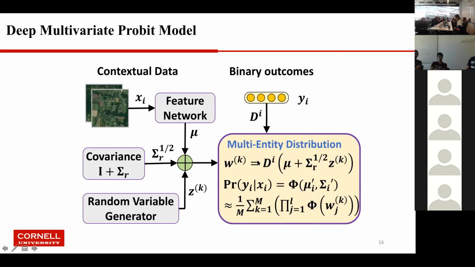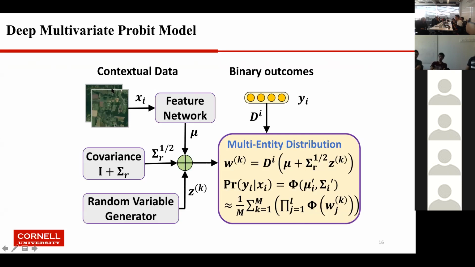Yeah, can you say more about the feature network? The feature network depends on your data type. For images, you can use any type of CNN to extract features for you. And for low-dimensional features, you can apply a multi-layer perceptron to extract the features. It only depends on your features.